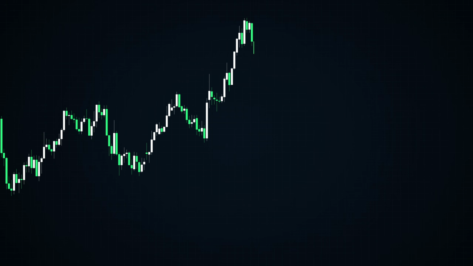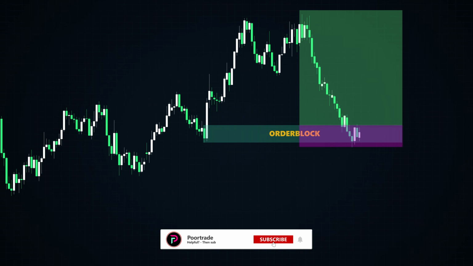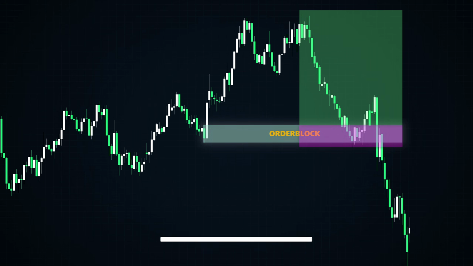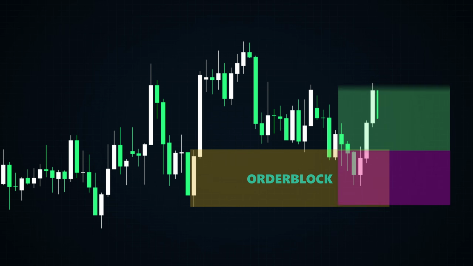But here's where it gets tricky. Most traders think every order block is a good one, and they end up marking every zone they see, only to wonder why they're still losing. Not all order blocks are the same. Some are strong, and some are weak. If you don't know how to filter out the bad ones, you'll just be trading noise. So don't focus on every order block. Focus on the ones that actually matter.